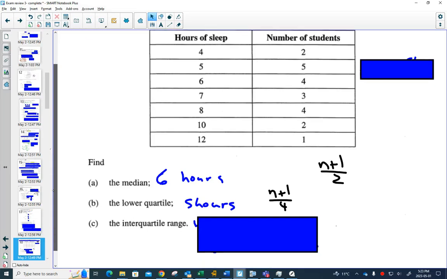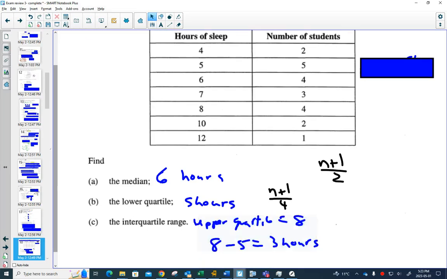Interquartile range, you'd also have to find Q3. Q3, the upper quartile, will be 5.5 times 3, which is 16.5. 16.5, where are we at? 7, 11, 14. 16 and 17 both happen in there. So quartile 3 will be 8. And then the interquartile range will just be 8 minus 5, for 3 hours.